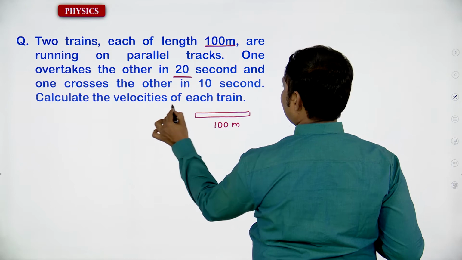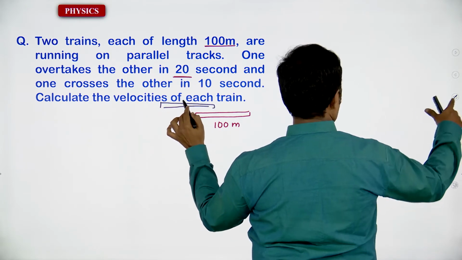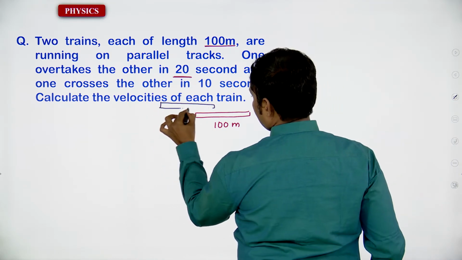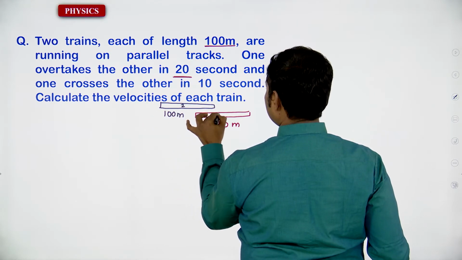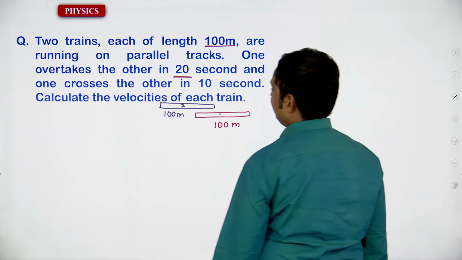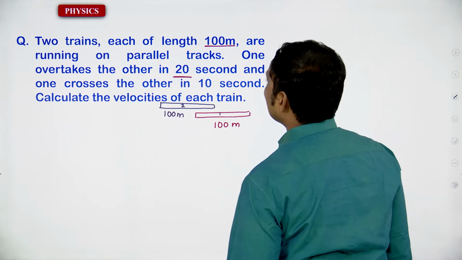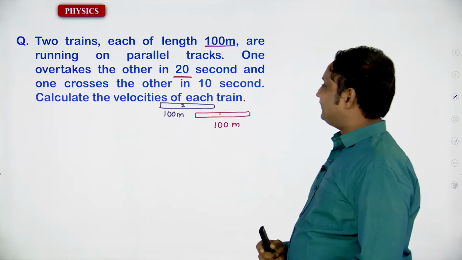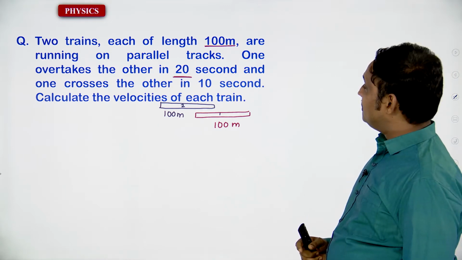The second one is also 100 meters. This is the second one, this is the first one. Overtaking and crossing each other, just take that. It is very clear. One overtakes the other in 20 seconds and crosses the other in 10 seconds. They have given the time. Calculate the velocities of each of the trains.